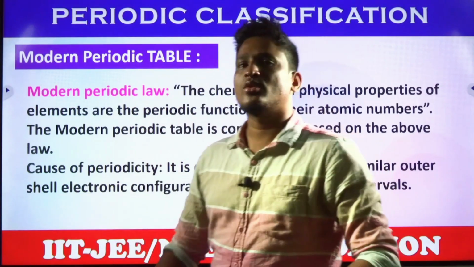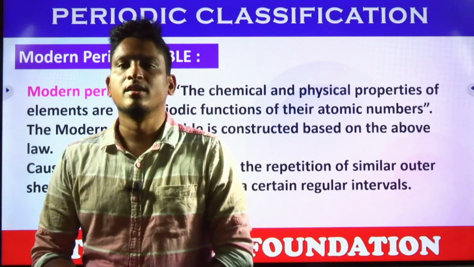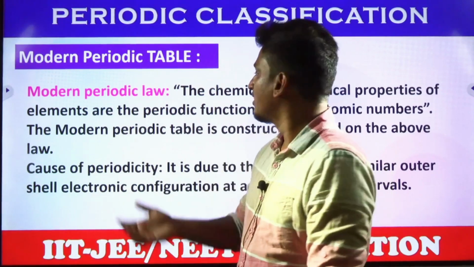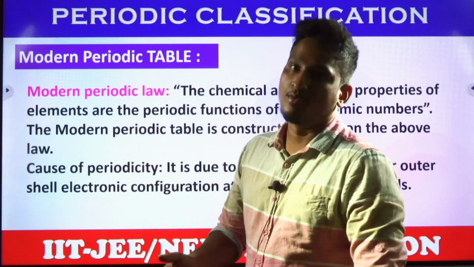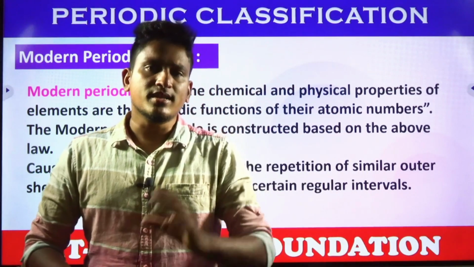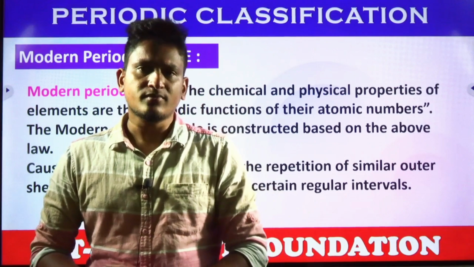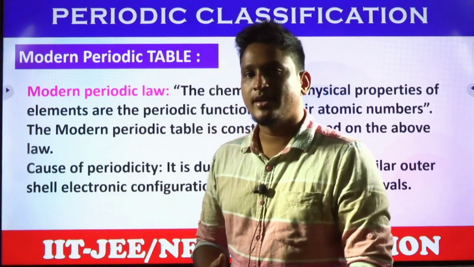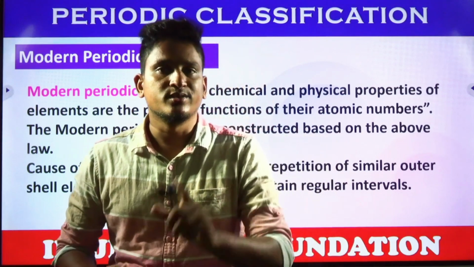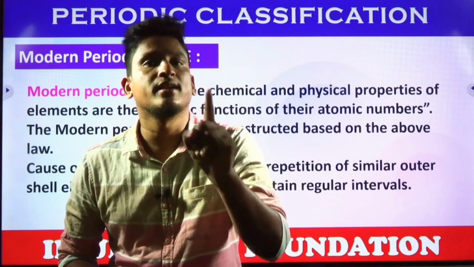Next, there are some drawbacks in Mendeleev's periodic table. Those drawbacks were rectified by the modern periodic table, which was classified by the scientist Moseley. Moseley classified the elements under this modern periodic table. So what is the best point to classify all these elements? The best thing to classify all the elements is not atomic weights but atomic numbers.